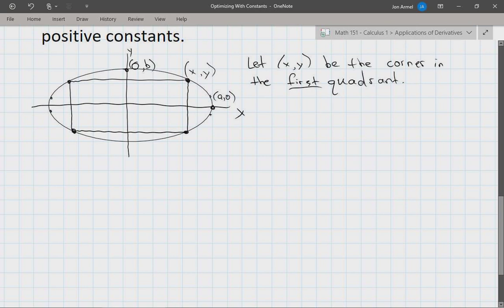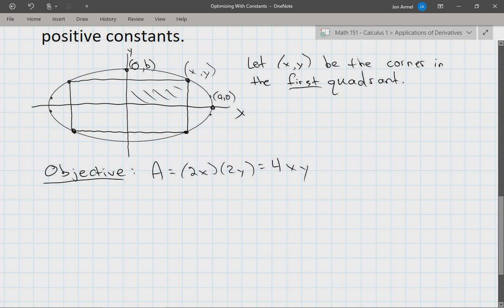Now, what are the objective and the constraint? That is the next step. Well, I'm trying to find the largest area. So my objective function is going to be the area for the rectangle. And unfortunately, it's not just x times y. x times y would be the area of that rectangle right there, but I do have 4 of those. So really my height is 2y and my width is 2x. So the area is 2x times 2y, which of course we can simplify to just be 4xy.